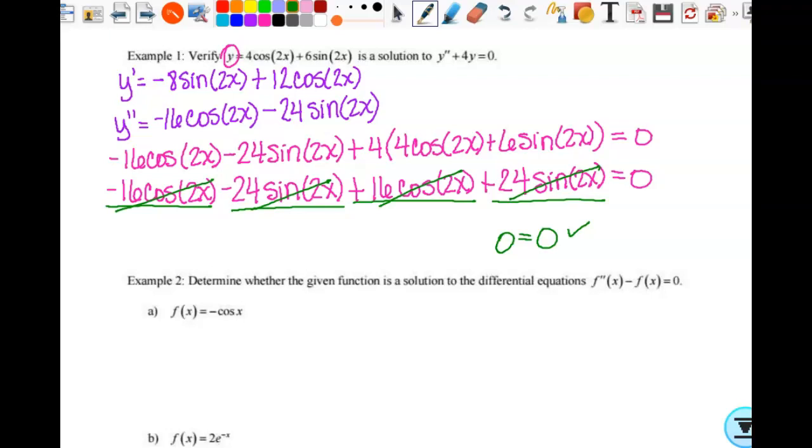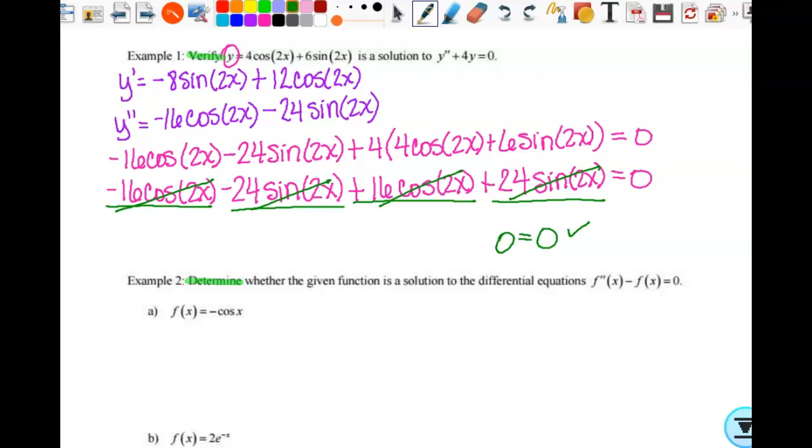Now, in example 2, it says determine. So let's look at these words here. Let's think about what this means. This says verify. This says determine. Those are two different things. When you see verify, that means it does work. Show me that it works. And all of this is you showing that it works. Okay? That's what all this is. Determine means maybe it does, maybe it doesn't. You tell me whether or not it does.